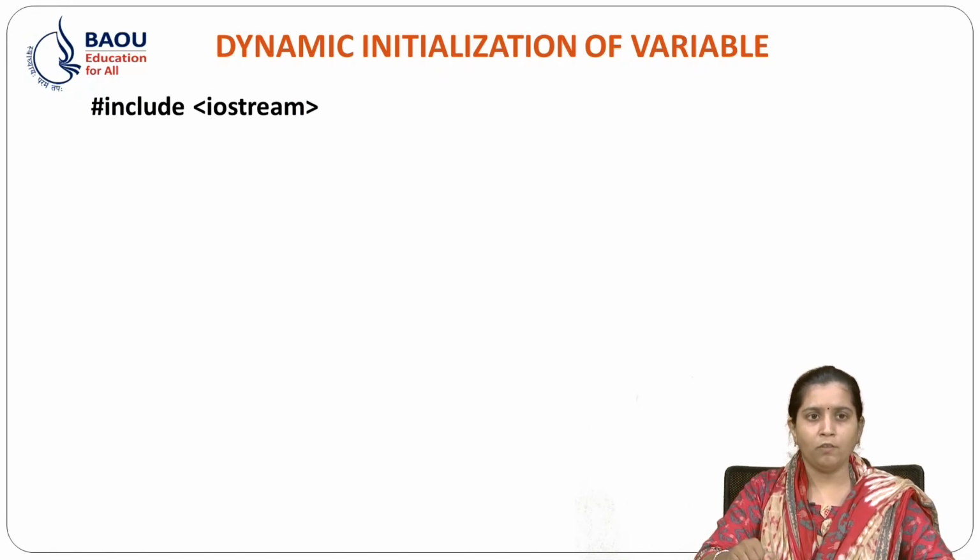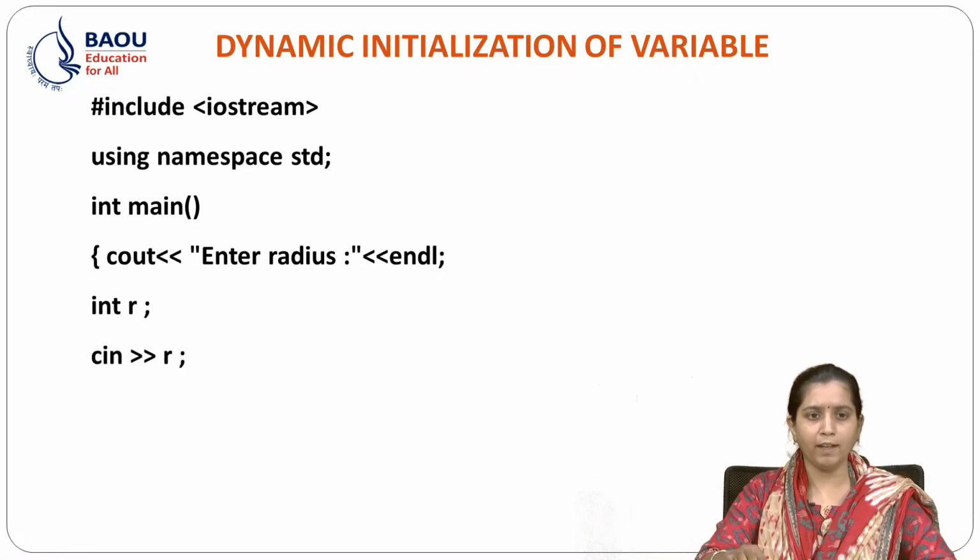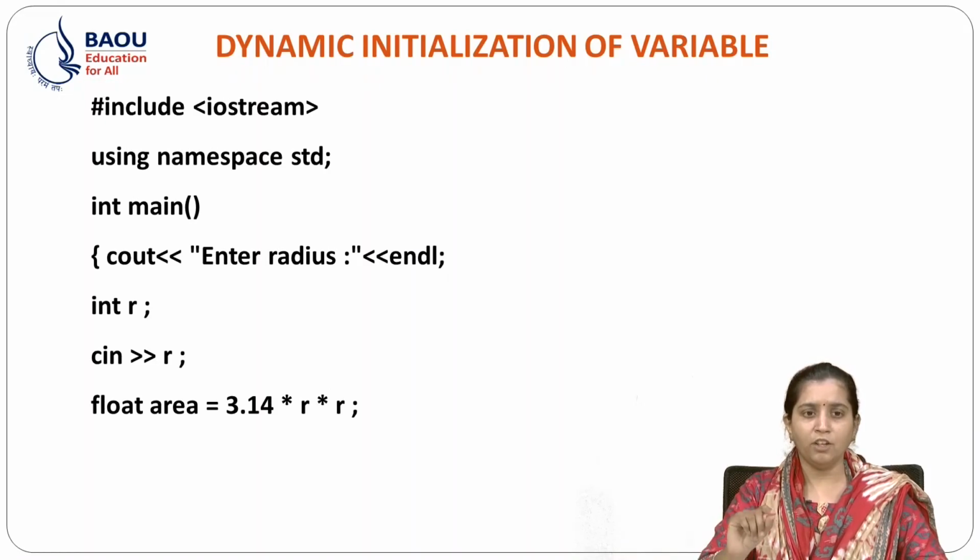Let's see one example. Hash include iostream, using namespace std, int main. Cout enter radius, int r. We are going to see about this in detail, but right now just concentrate on the dynamic initialization of variable in this program. First I have taken the variable r and stored that variable. In this program, I want to calculate my area. Then I take a radius from the user, and after that I dynamically initialize float area is equal to 3.14 into r into r.